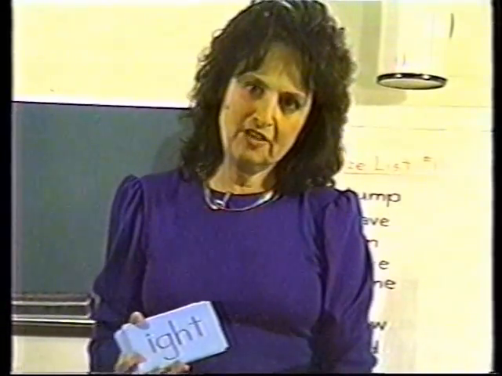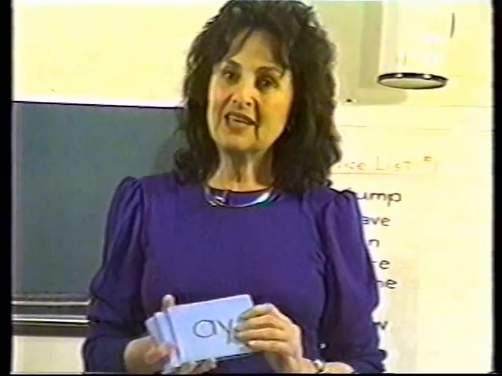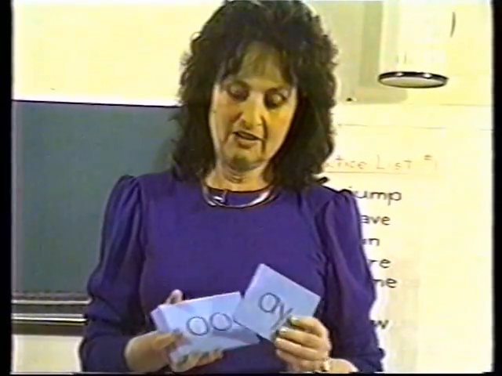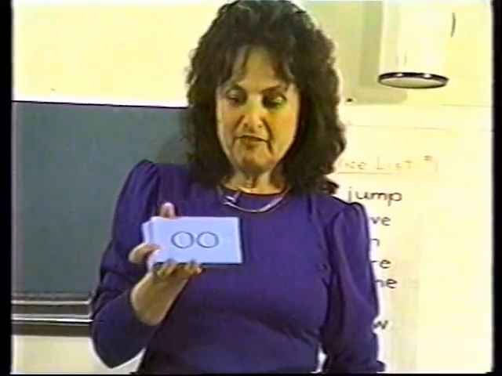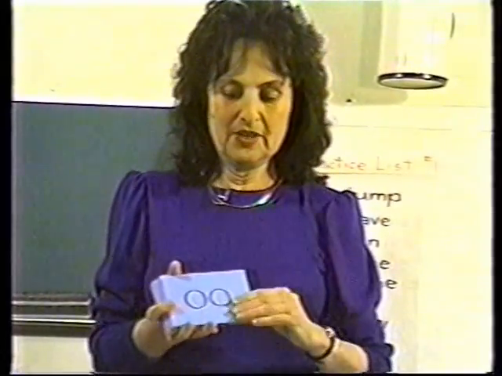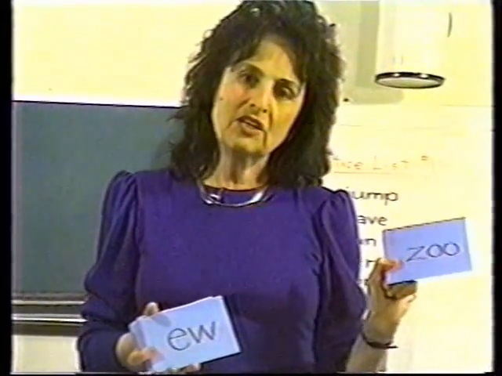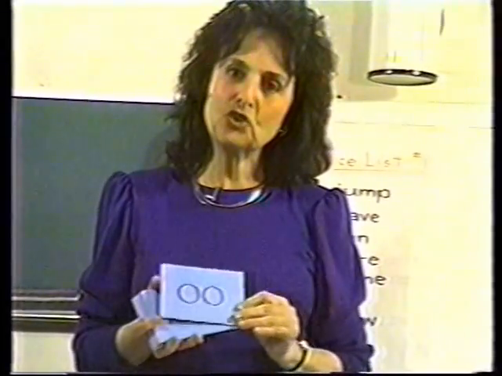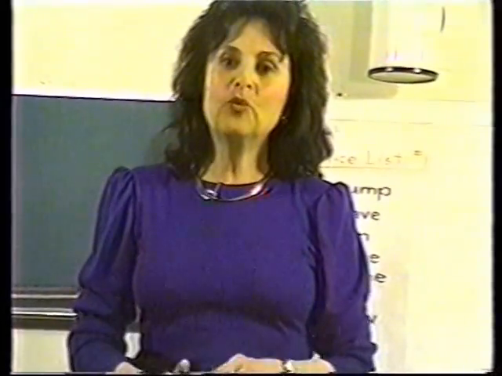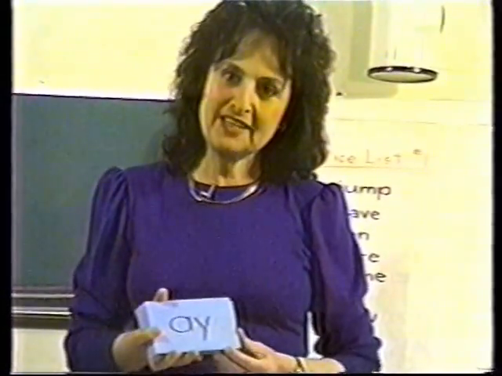Now we're going to teach only one sound for each sight family, as indicated by the key word on the back of each card. For example, this sight family has 2 sounds, but the key word is zoo, so we will teach only the sound oo. Now, we are going to review all of these sight families.